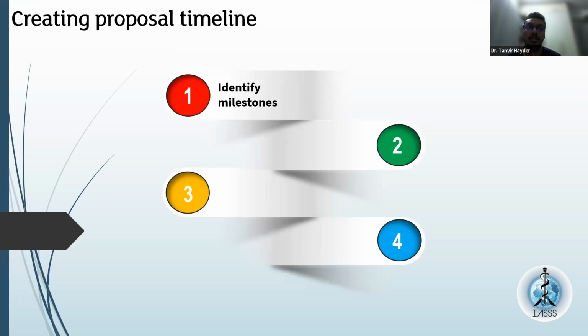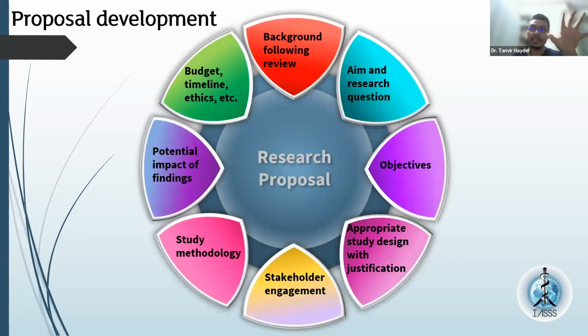So now we're talking about creating a proposal timeline. So for example, this comes after you have done everything. So you have completed this cycle. Now you are ready, you know what you're doing, when you're doing it, how you're doing it, you know everything. Now you're trying to create a timeline for your sake and for everyone involved with the study.